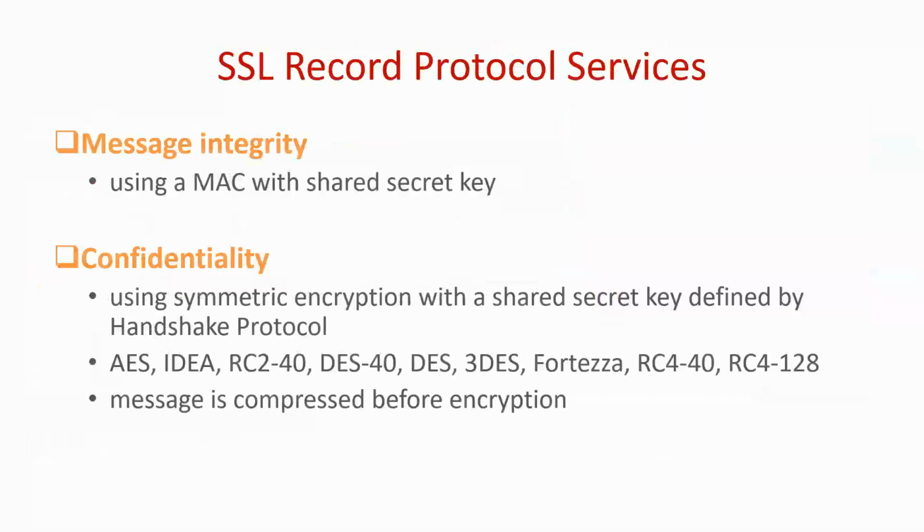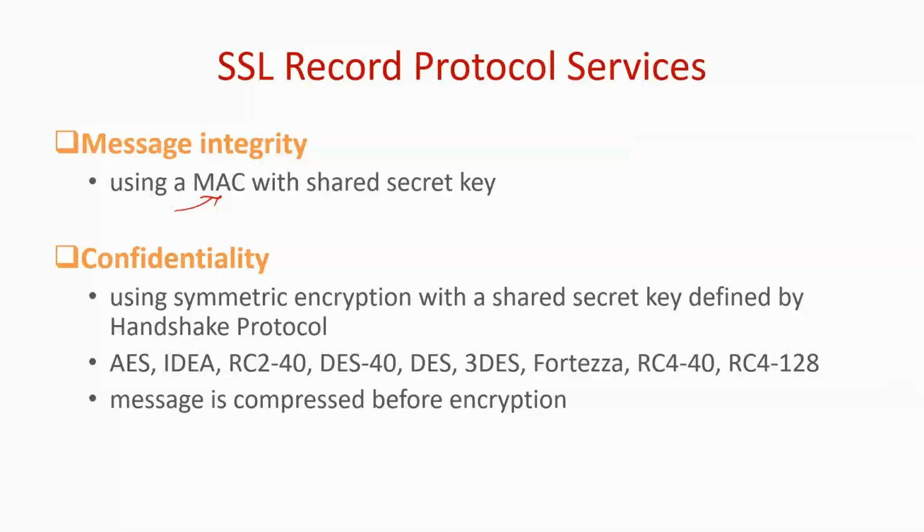What kind of security services are offered by SSL? Mainly message integrity and confidentiality. Message integrity is done using a message authentication code, or MAC. The MAC is based on a symmetric key that is exchanged between the client and the server. In SSL, the MAC is generated using a protocol that is similar to HMAC, and in TLS, HMAC is actually used. Confidentiality, on the other hand, is based on symmetric encryption.